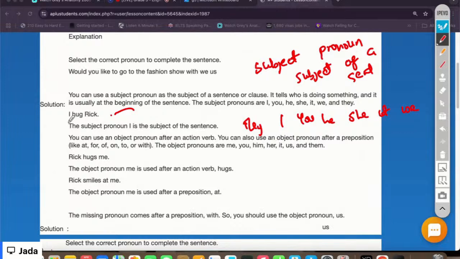It's just like saying, I hug Rick. Here I is the subject pronoun, the subject of the sentence, and it's telling us what I am doing. Or you can say, she hugs Rick. That's also a subject pronoun. She is still placed at the beginning of the sentence and it tells you what the subject is doing.